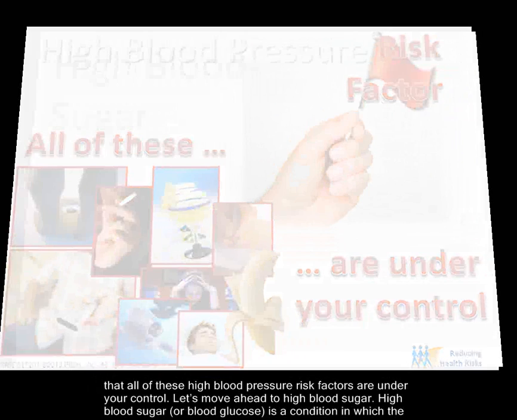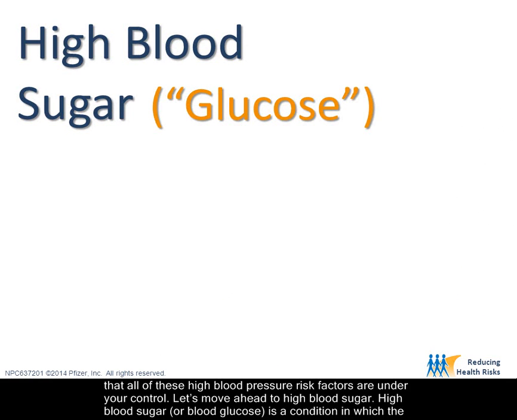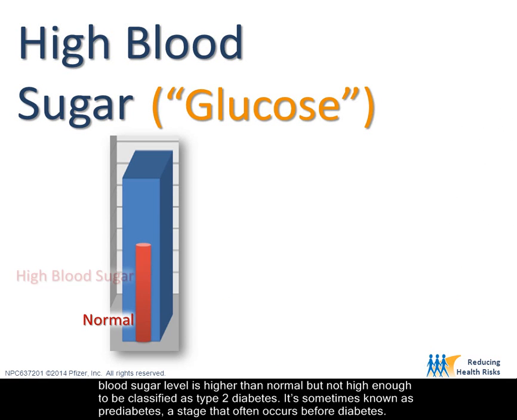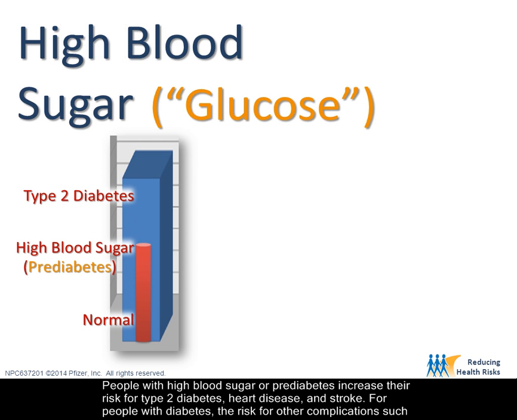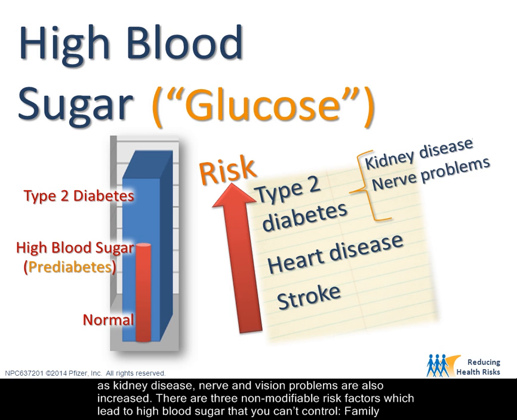Let's move ahead to high blood sugar. High blood sugar, or blood glucose, is a condition in which the blood sugar level is higher than normal, but not high enough to be classified as type 2 diabetes. It's sometimes known as prediabetes, a stage that often occurs before diabetes. People with high blood sugar or prediabetes increase their risk for type 2 diabetes, heart disease, and stroke. For people with diabetes, the risk for other complications such as kidney disease, nerve, and vision problems are also increased.